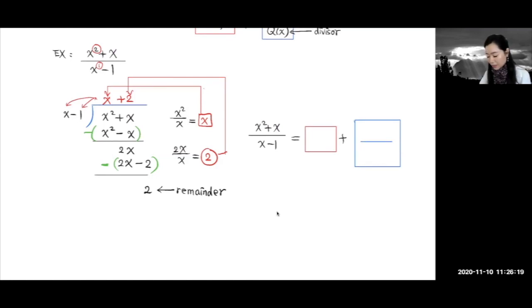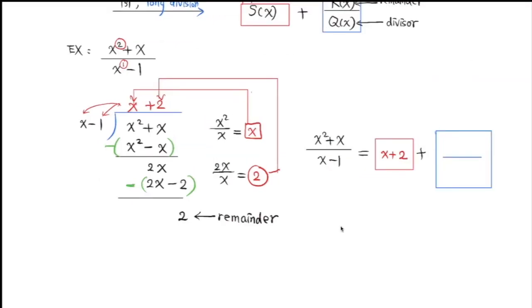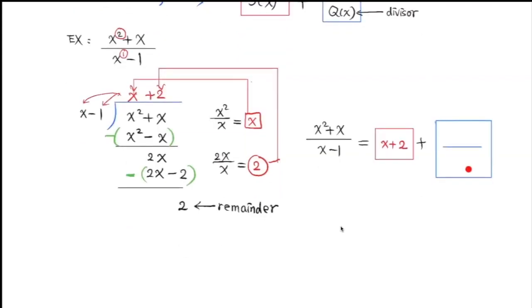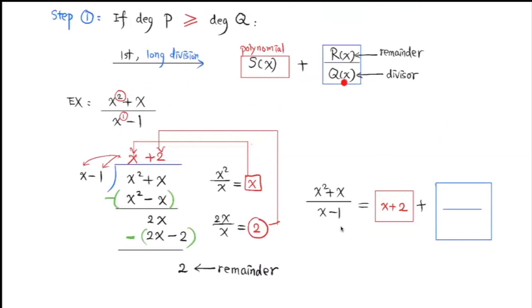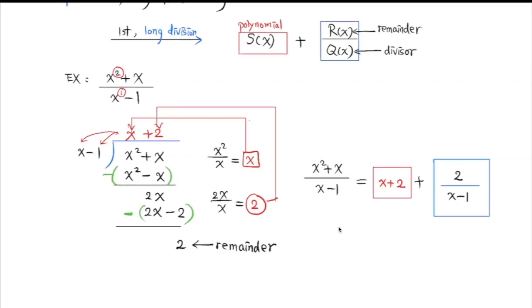After you have done this long division, the quotient part is x plus 2, which is a polynomial. Now this part over here is the remainder over divisor. The remainder is 2, and the divisor is x minus 1. So this rational function is equal to this polynomial plus this remainder over divisor. Are you guys good?